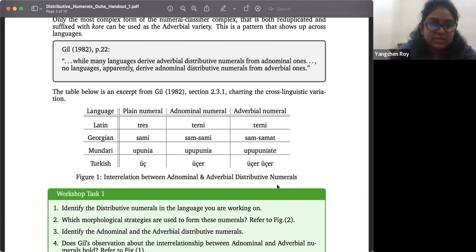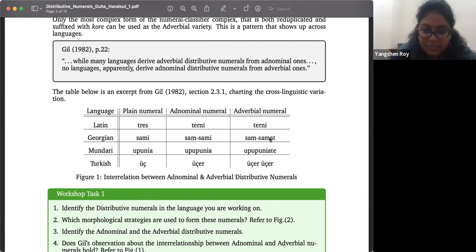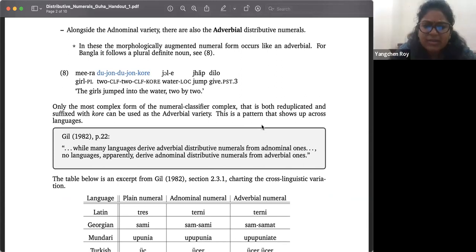Ishani, I have a question. So the Bangla adverbial numeral option that we have, which is with reduplication followed by kore. So the ones which we have as the adnominal numeral, do we not allow any of them as the adverbial?